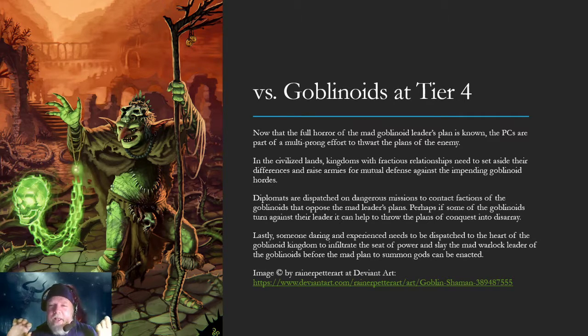So now, at Tier 4, once the full horror of the mad Goblinoid leader's plan is known, the PCs are part of a multi-pronged effort to thwart the plans of their enemy.